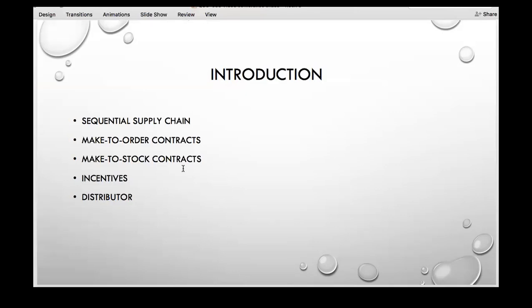And then I'm going to briefly talk about the distributor. This really isn't much in the textbook. They don't go over it that much, but the role of the distributor has really changed in the last 20 years. And I'm just going to quickly go over it.